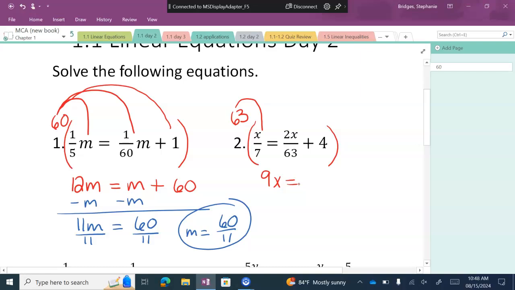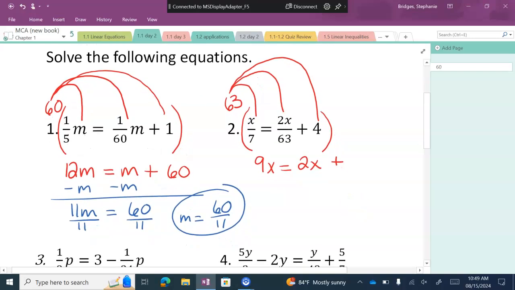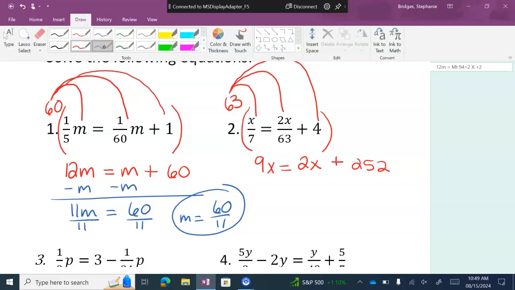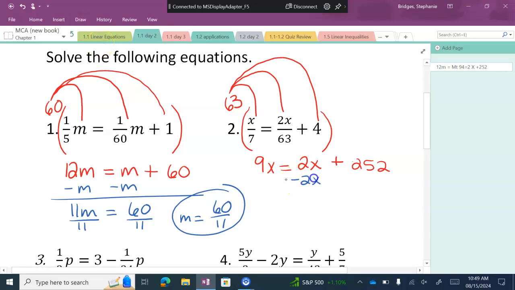Then I need to take that 63 and multiply it by 2X over 63. And in that case, what's going to happen? The 63's do what? Cancel, and I'm just left with the 2X. And then 63 times 4, I can't forget about that 4. It's not a fraction. It's not going to make a fraction disappear because it's not even a fraction. But 63 times 4 is 252. Okay. And now we have a regular equation, no more fractions, that I can continue to solve. I'm going to subtract my 2X over.